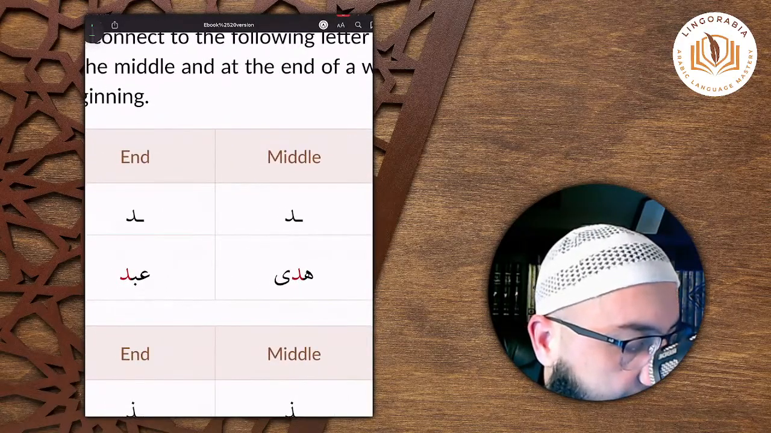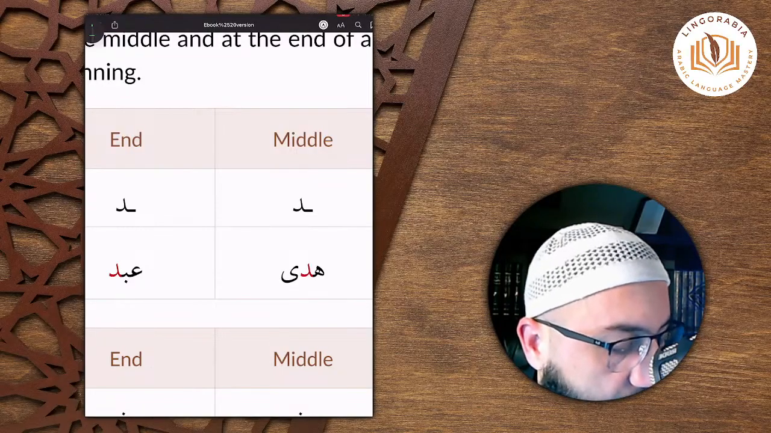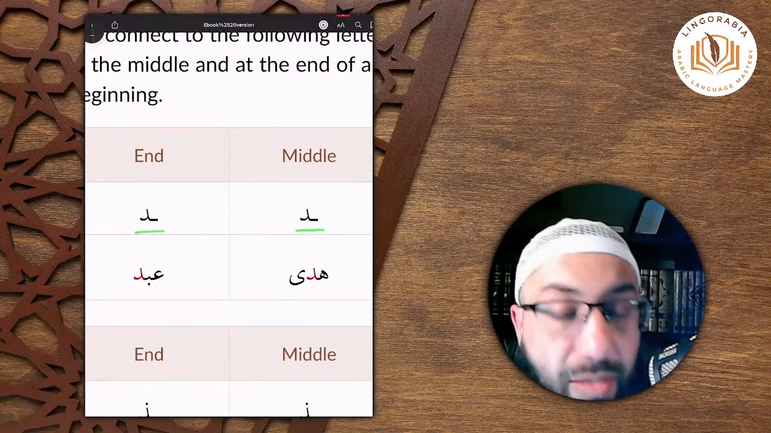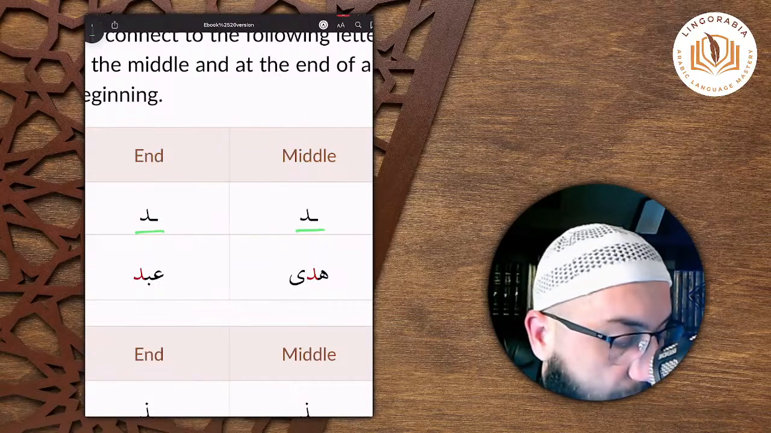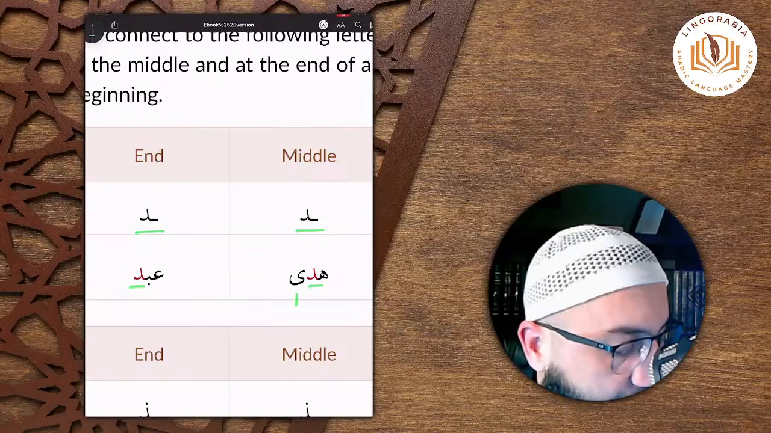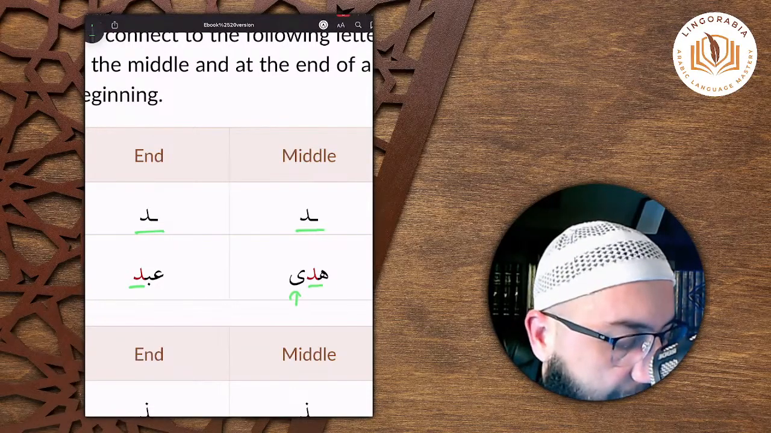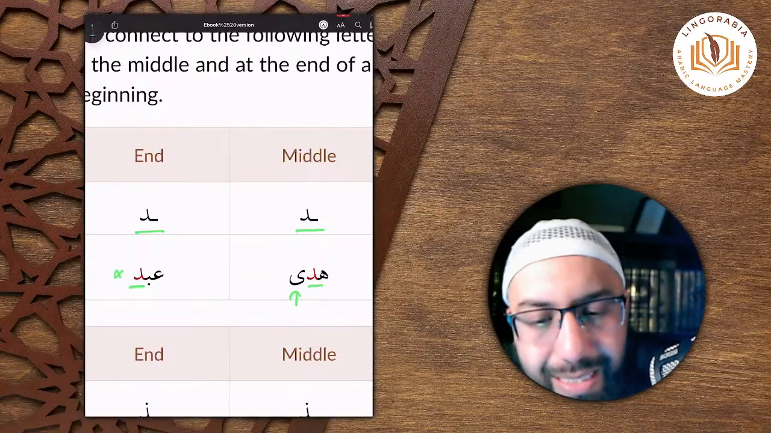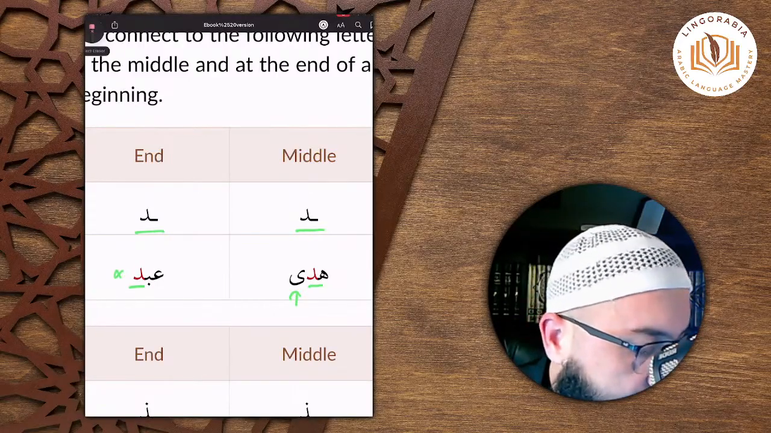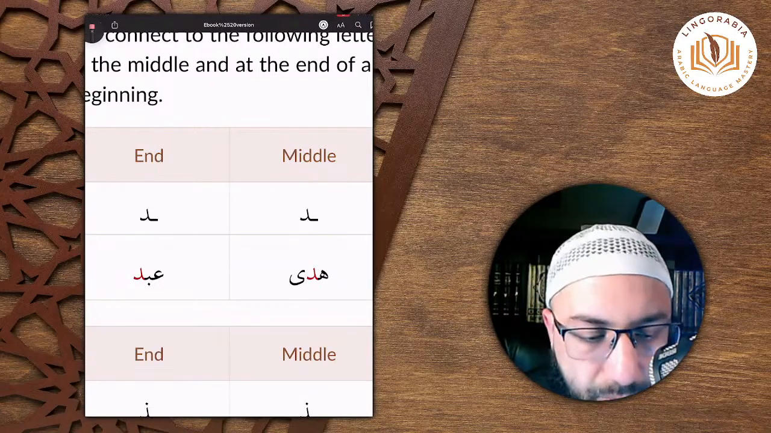And also at the end, no surprise there, it's similar to the middle. Why? Because it can't connect with the letter after. So it will look similar to this. The only difference is that in the middle there will be a letter after the dal, but it's just not connected. And at the end, there is obviously no letter because it's the last letter of the word. Does this make sense, guys? Is this clear for you?